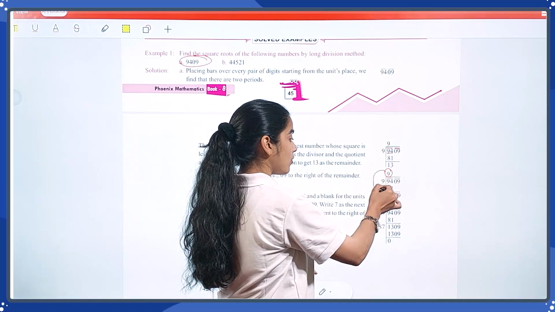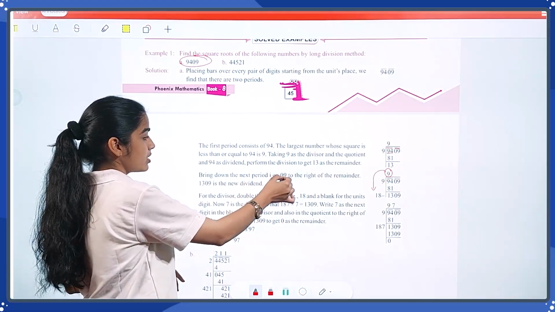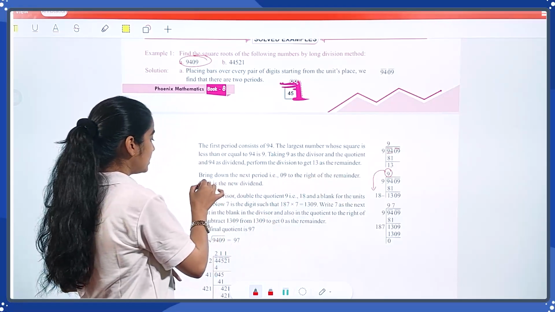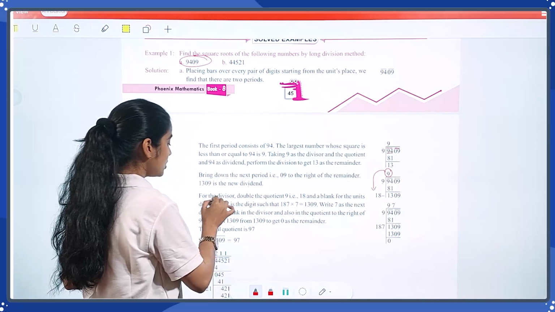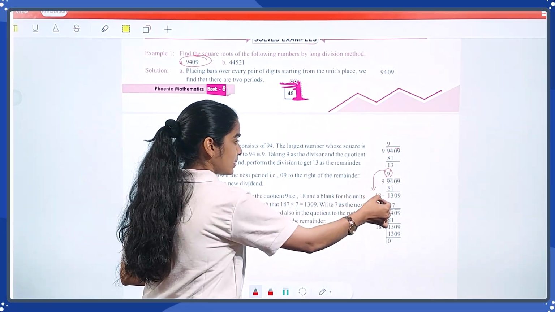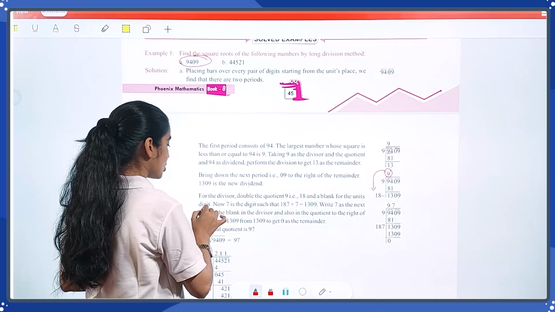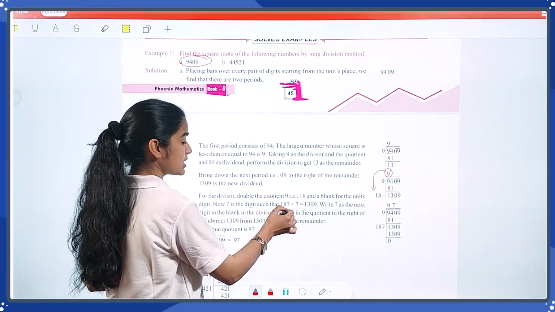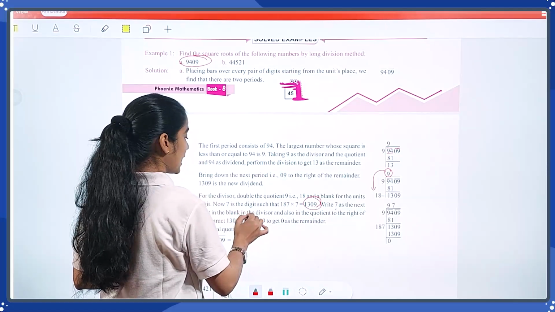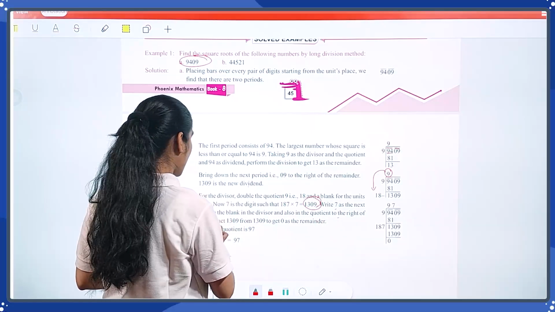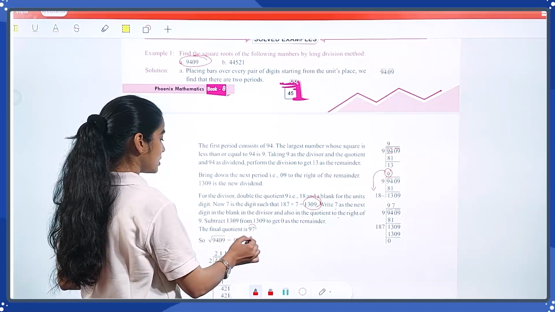Now here is your 9, and you have to take double of it. 9's double is 18. Bring down the next period, 09, to the right of the remainder. Then 1309 is the new dividend. For the divisor, double the quotient. The quotient is 9, just double it: 9 plus 9 is 18. So 18 and a blank for the units digit. Now 7 is the digit such that 187 multiplied by 7 is 1309. Write 7 as the next digit in the blank in the divisor and also in the quotient to the right of 9. Subtract 1309 from 1309 to get 0 as the remainder. The final quotient is 97.